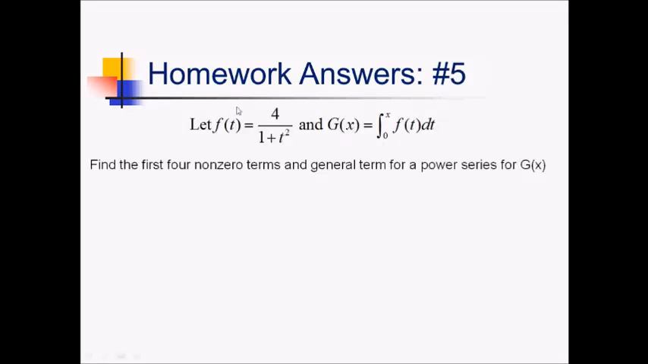On this problem, I'm given this f of t function, and we're told that g of x is the integral from 0 to x of the f function. We want the first 4 non-zero terms in general term for g of x.